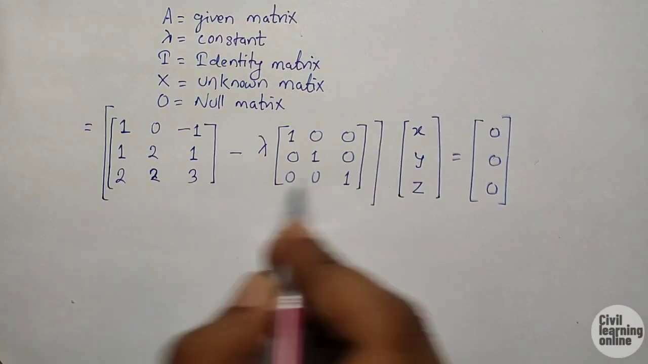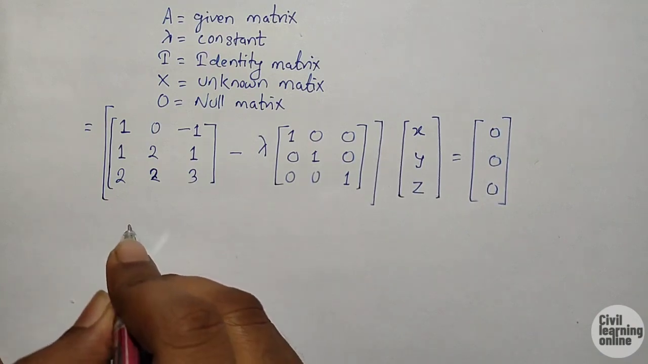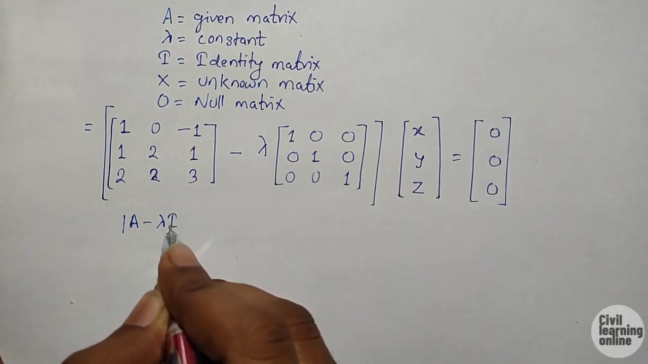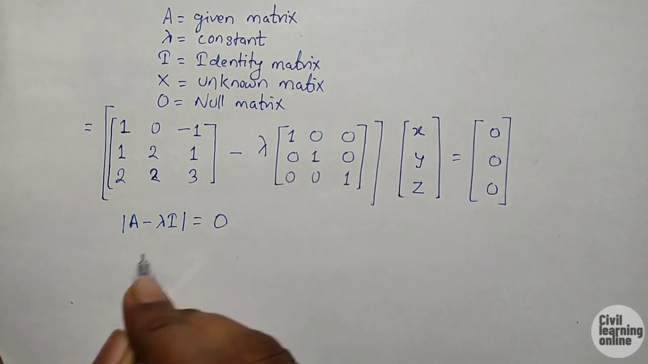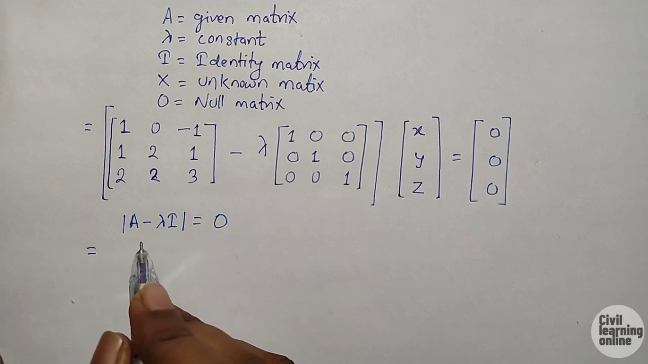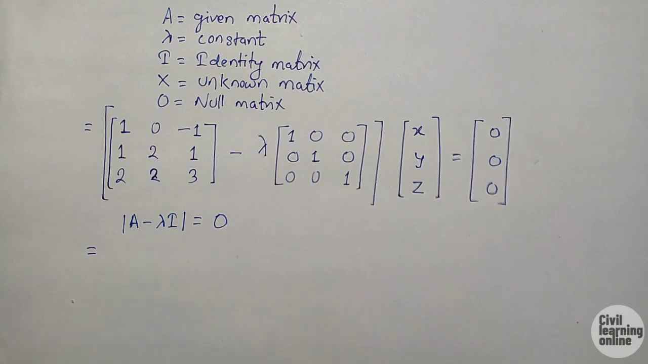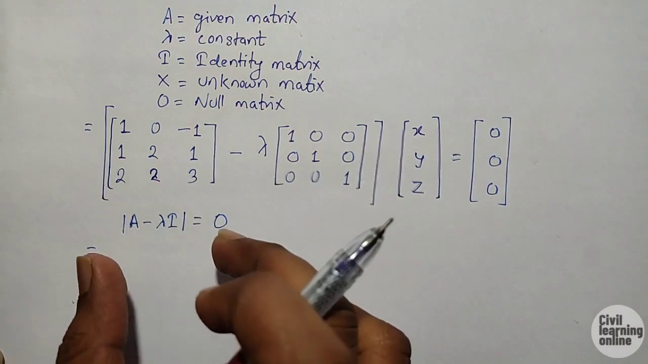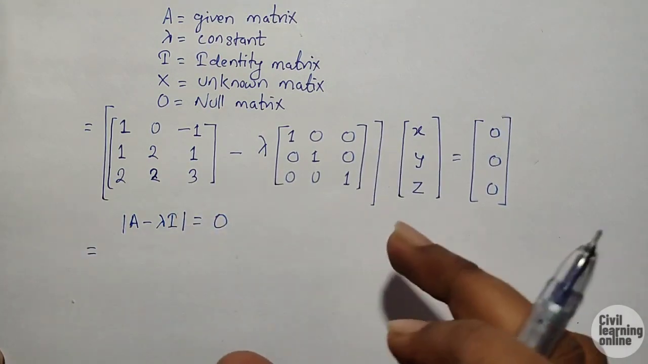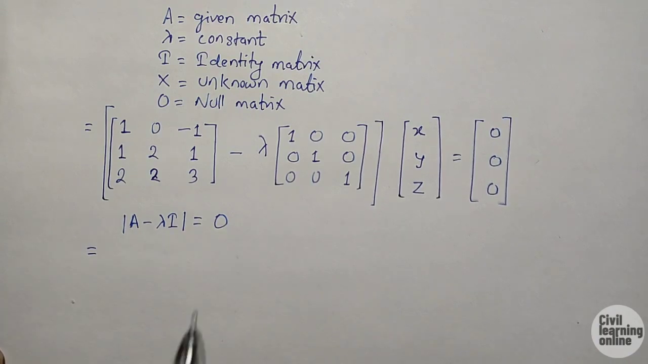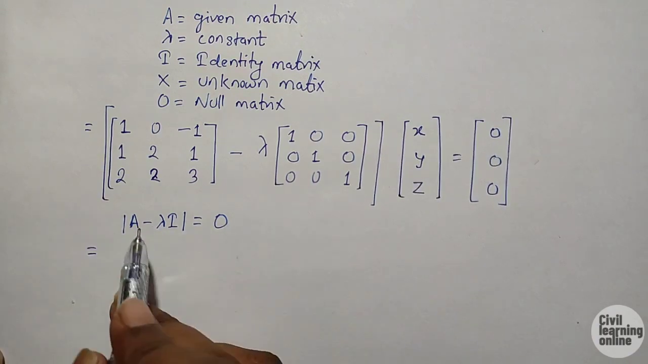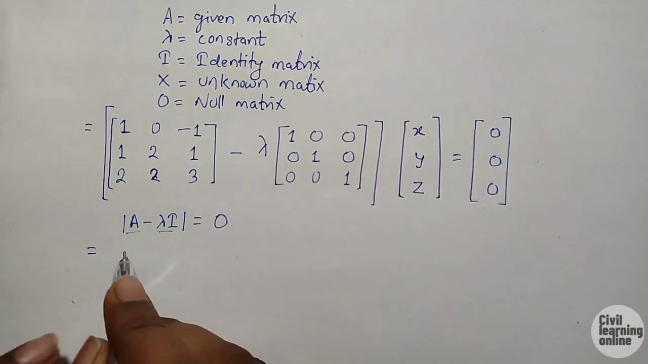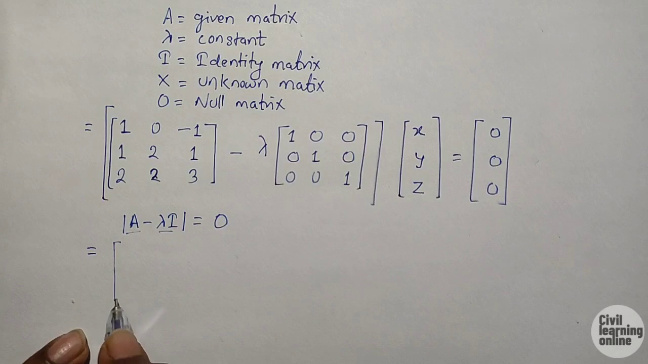Now guys, after this step, we have to write down the determinant of A minus lambda I equals 0. Now we need to find the determinant of A minus lambda I. We do not need to take the determinant up to the final end, but we simply need to subtract lambda I from the matrix A. Watch this step very carefully.